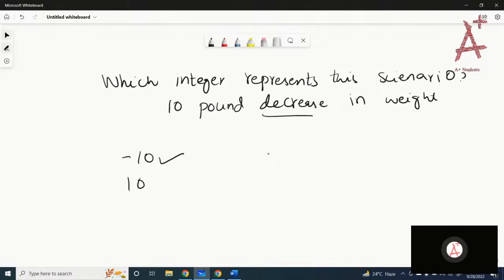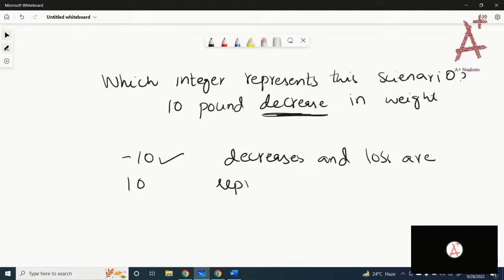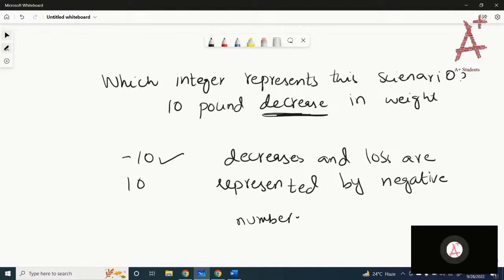How? Because it's a decrease, and decreases and loss are always represented by a negative number. Keep this very important point in your mind. Decreases and loss are represented by negative numbers. Got it? We covered this when doing the lessons. You can note down the important points in your notebook. They are very important. Got it? Okay, select the correct option. The first option is the correct one, and then move on to the next question.